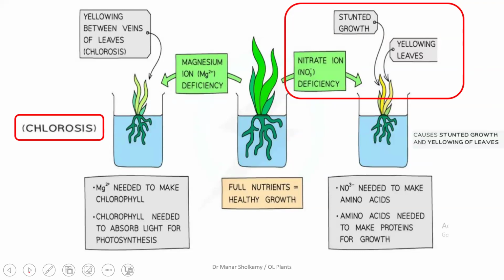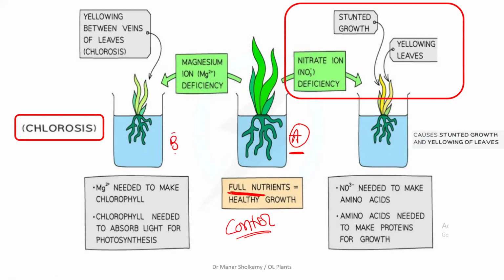Now, in this experiment, what did they do? They got 3 plants. In the first plant here, A, they included all the nutrients in the beaker of water. So here you have all the nutrients. So of course, plant A will be used as the control. I have all the nutrients. No nutrients are missing. So I'm going to use plant A for comparison.